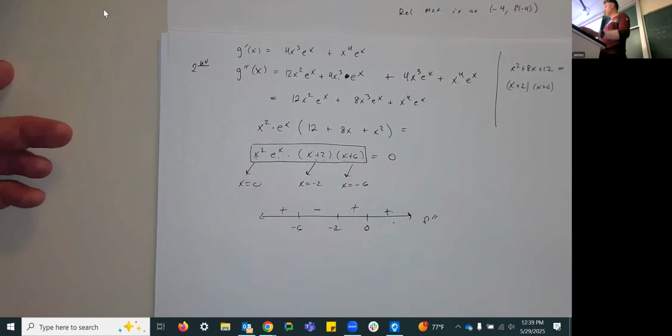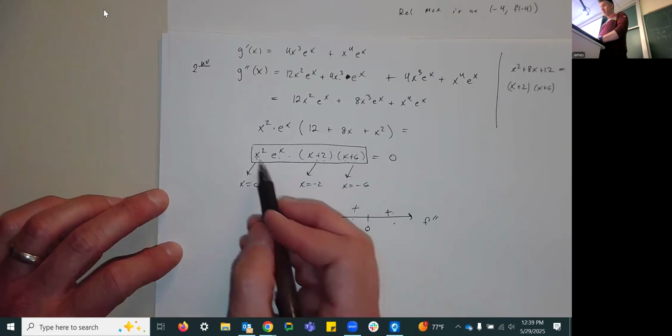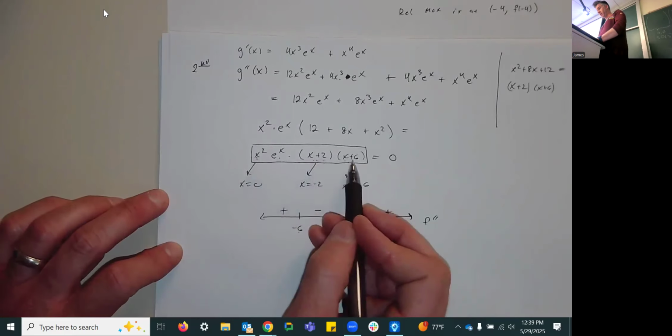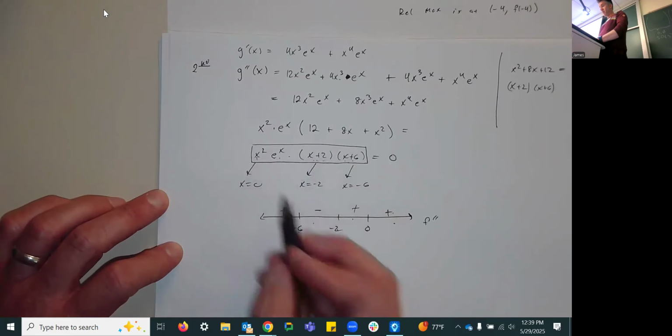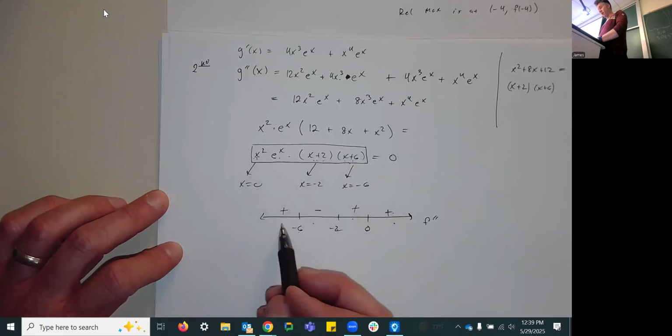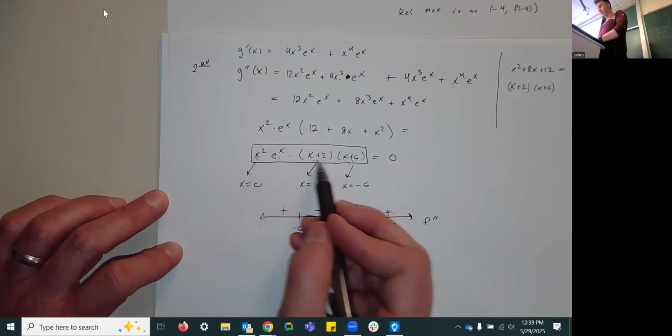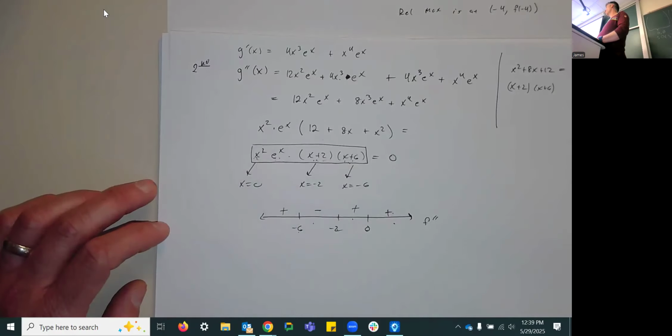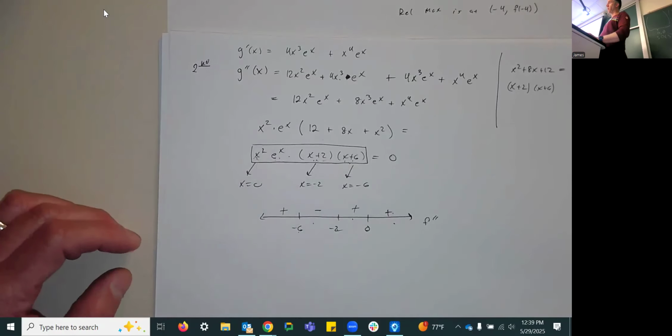Or you can check points. If you plug in -1, that's going to be positive, positive, positive, positive. Plug in -3, positive, positive, negative, positive. You plug in -7, positive, positive, negative, negative. So either way you want to do it's fine. Just the other way I did it was a little faster.